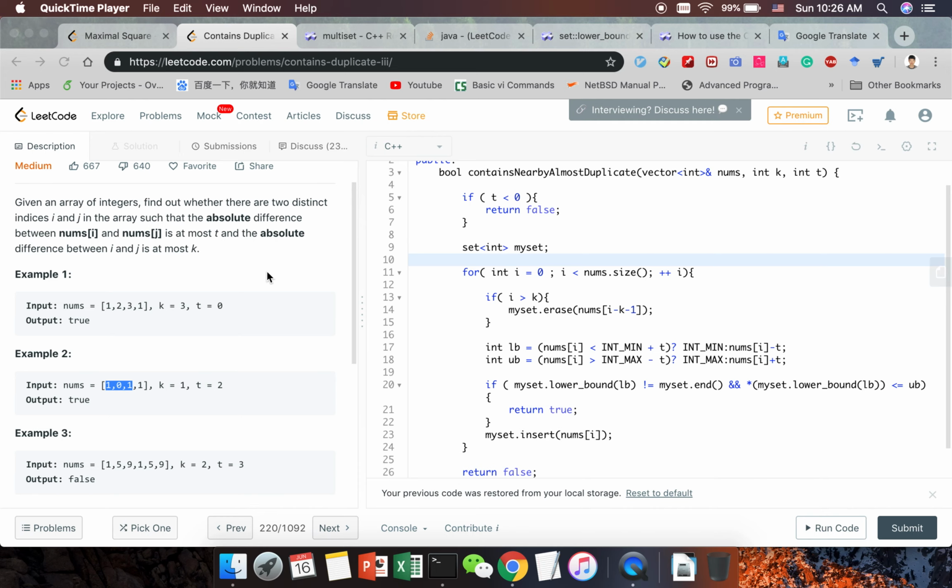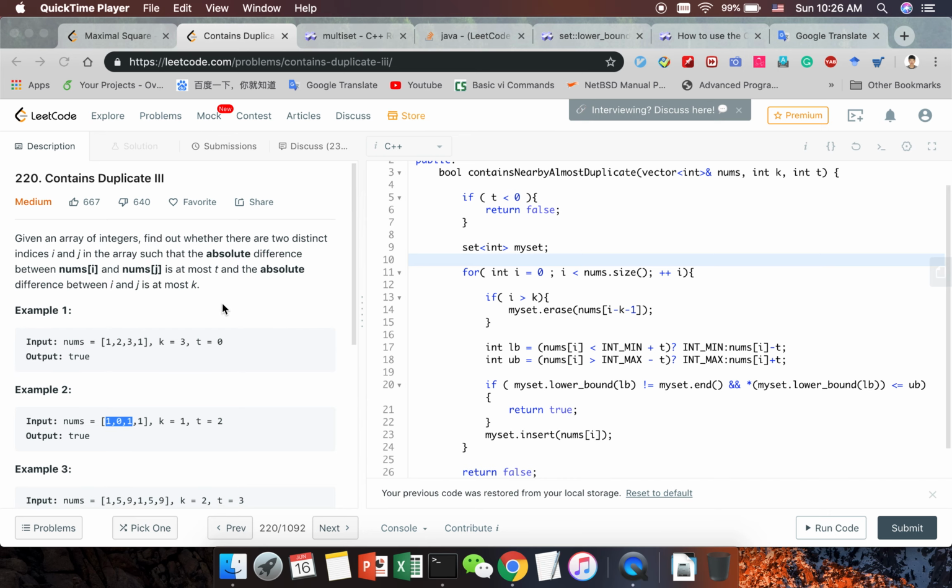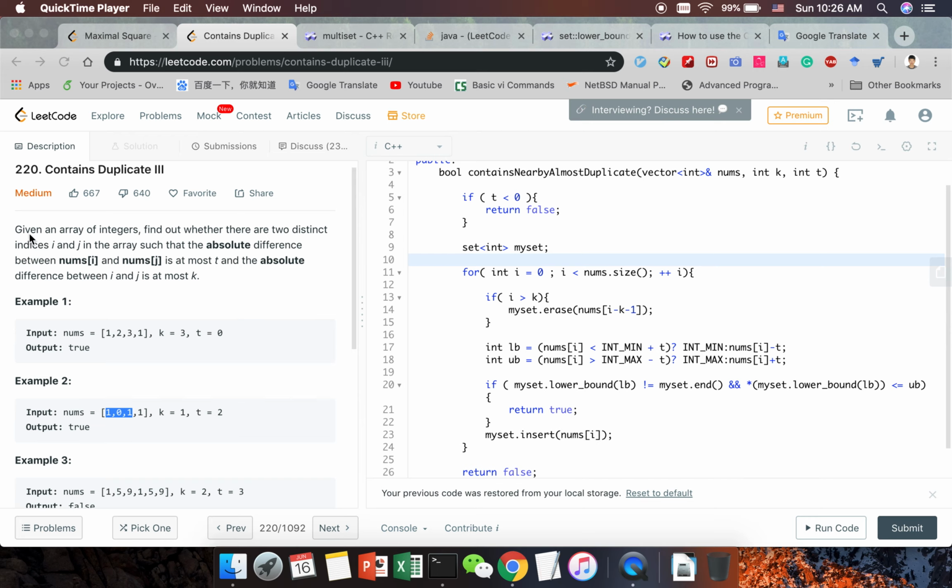Everyone, I'm Bruce. Today I'm going to talk about a problem on Leetcode called Contains Duplicate number 3. The description of this problem is here.